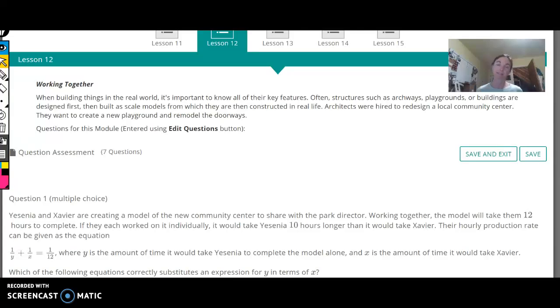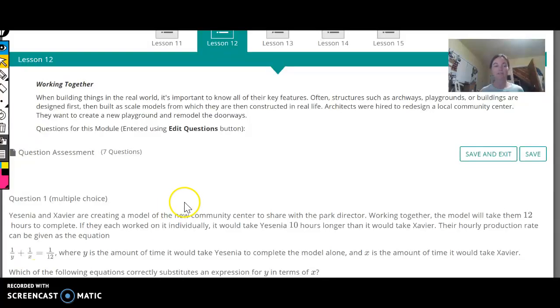Hi math students, it's Miss Carol again, and we are now working on Unit 3, Lesson 11 project. We again have 7 questions. So I am going to jump right in. We are still on the same scenario where we're rebuilding or redesigning a community center.